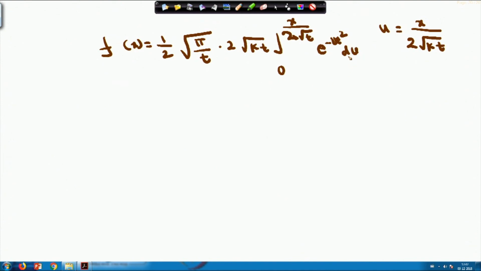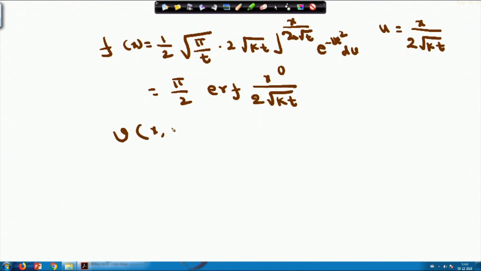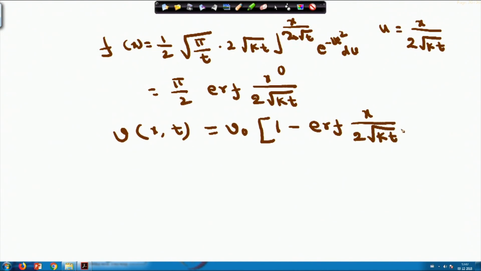Please note this one. This value is known to us, and this equals pi by 2 into error function of x by 2 root k t. This we have done earlier. This integral is nothing but ERF of x by 2 root k t. So that v(x,t) will be equal to v 0 into 1 minus ERF of x by 2 root k t, and this you can write as the complementary error function, ERFC of x by 2 root k t. So, this will be the solution of the given problem.